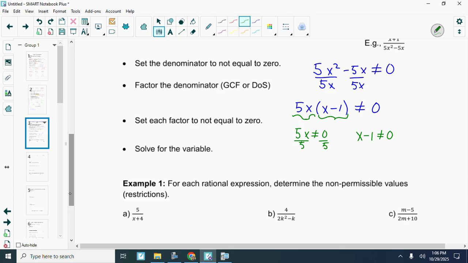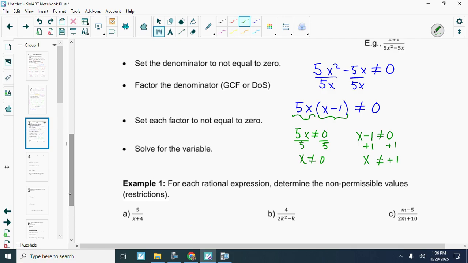Yes, that's okay. You can go 0 divided by something. You just can't go something divided by 0. 0 divided by 5 is still 0, so x cannot be 0. And here, we get x on one side and all the numbers on the other side, so this is just saying x cannot be positive 1. So we have 2 restrictions on x.